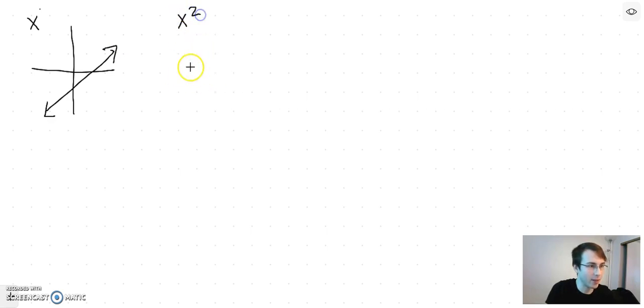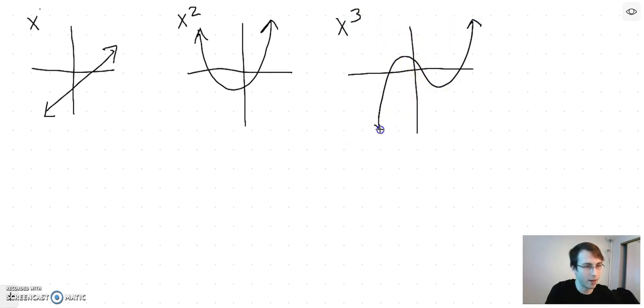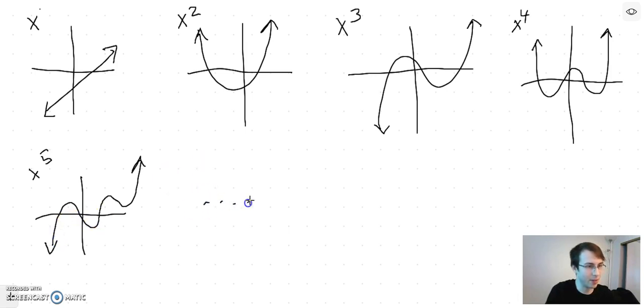An x squared, that's a parabola. Maybe it's a smiling parabola or a frowning parabola. I'm just going to draw a smiling one because that's happy. X to the third power, those functions can look like that. X to the fourth power, these functions can look like that. X to the fifth power, these functions can look something like this. You kind of get that.